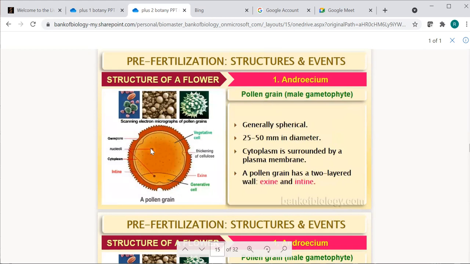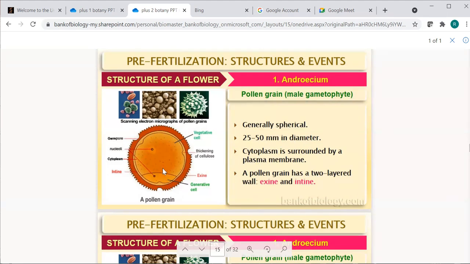What is a pollen grain? It has a vegetative cell and a generative cell. Okay? The vegetative cell is a bigger one. The generative cell is a small one. Vegetative is not the next generation. It stores food. Generative is the next generation. Okay? So it is generally spherical. Pollen grain is generally spherical in nature. It is 25 to 50 micrometres in diameter.